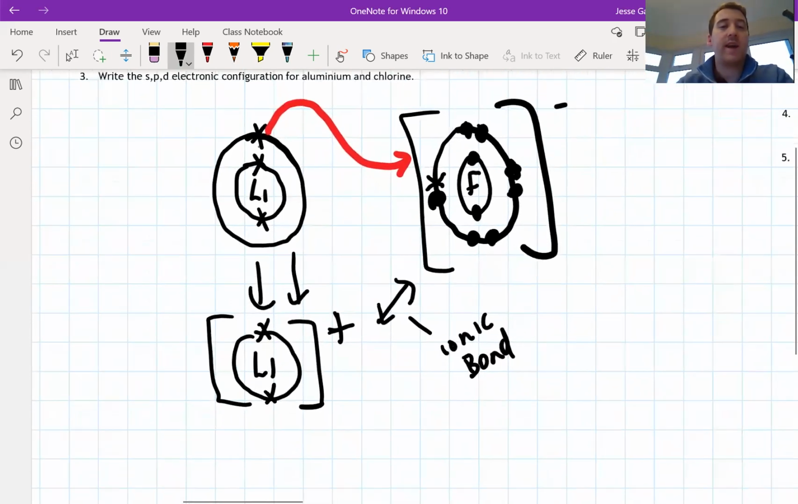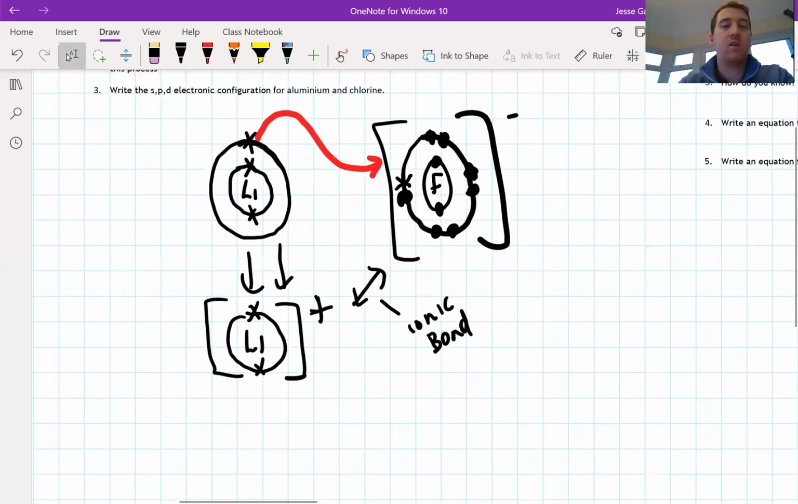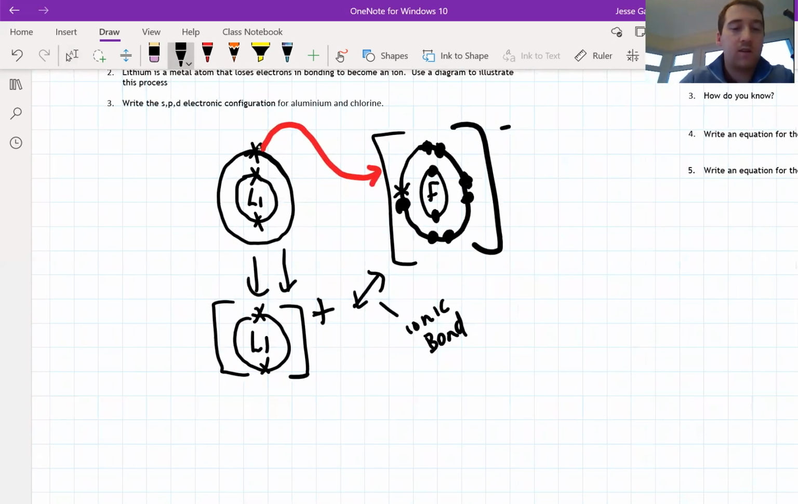The next one says, write the SPD electronic configuration of aluminium and chlorine. So let's start with aluminium.